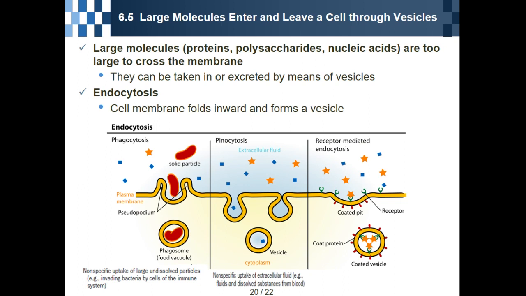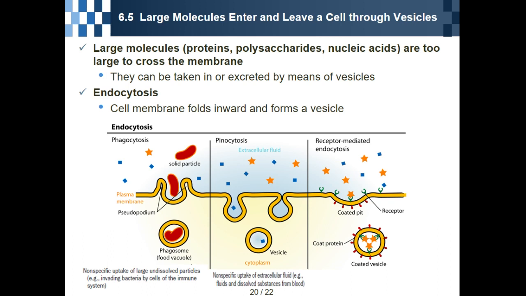Some very big molecules, some kinds of proteins composed of several amino acids, and also polysaccharides, some kinds of nucleic acid, or bacteria are very large to cross the membrane. At that time, they can be taken in or excreted by means of vesicles. For example, we call it endocytosis. Okay, for example, solid particles.